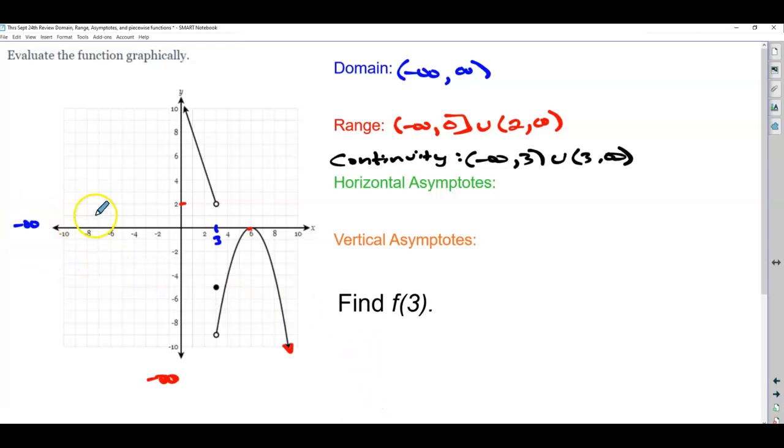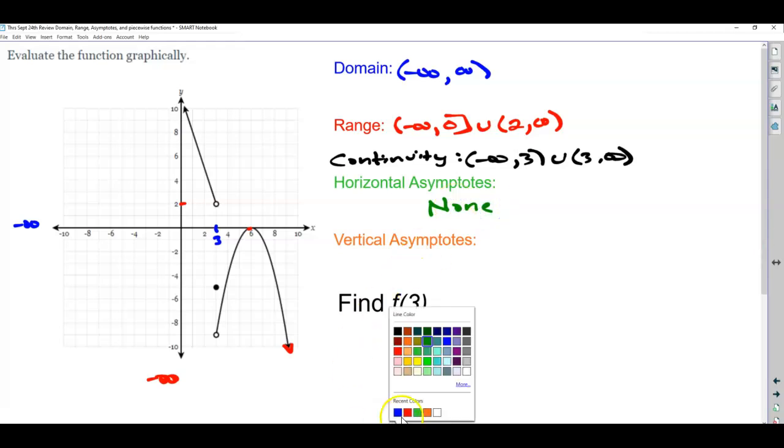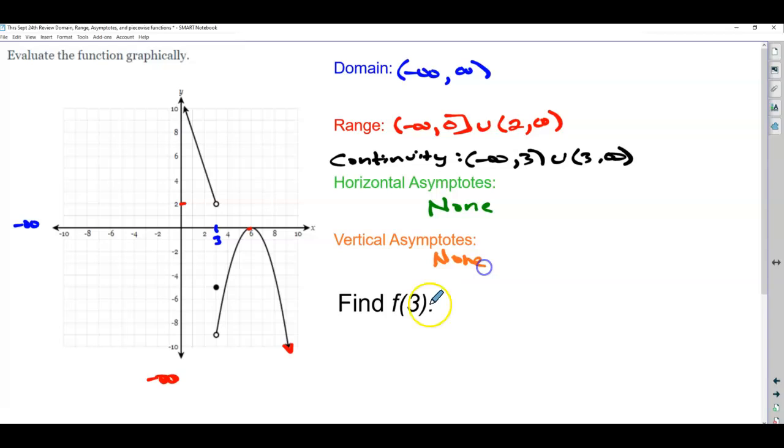Notice we do not approach a specific output as we go to the far, far left or the far, far right. So for the vertical or horizontal asymptotes, there are none. And vertical asymptotes, we do not have any undefined functions going to positive or negative infinity. So there are no vertical asymptotes either. And then this point says, what is the point f of 3? Well, the point at f of 3 is what is the output when x is 3? And you're looking for the filled in dot. It's right there at negative 5.